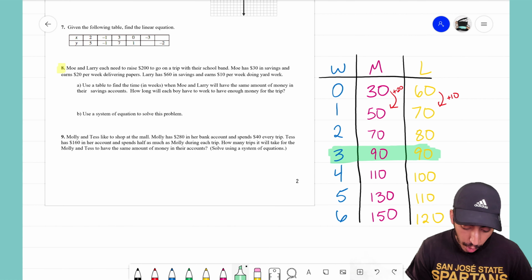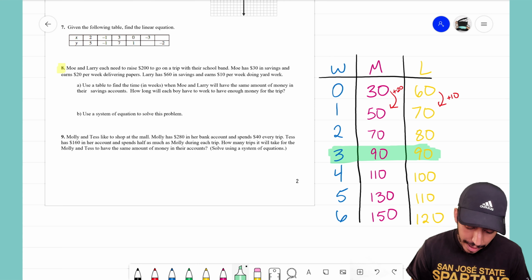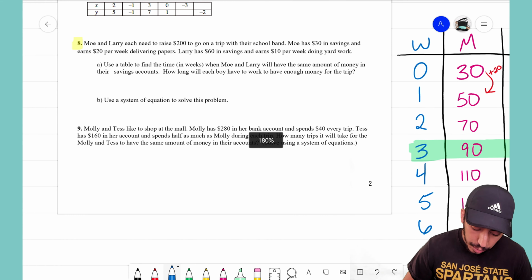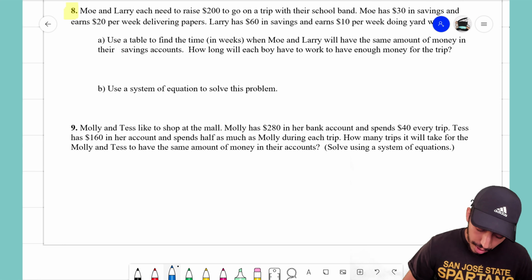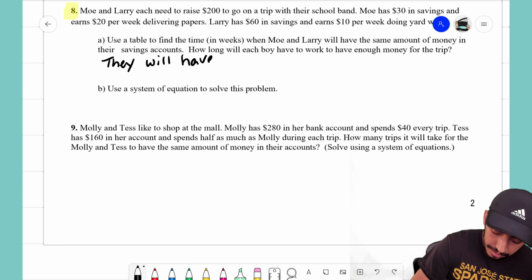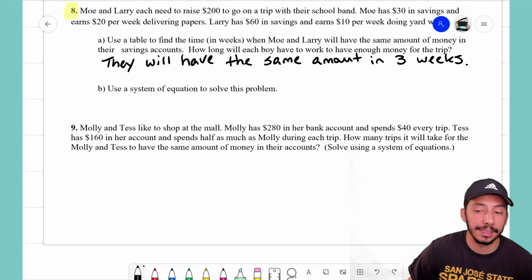So for A, go ahead and write that down. When will they have the same amount of money? That's in week 3. So that's what we want to write there for A. We want to say they will have the same amount of money in 3 weeks.